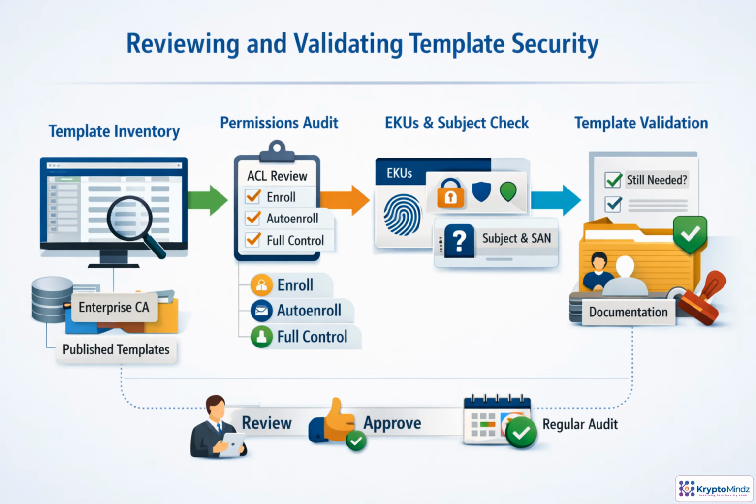Template reviews should be treated as a recurring security control, not a one-time cleanup. Start by listing every template and confirming which ones are published and still needed. Then tighten permissions, especially enroll, auto-enroll, and full control. Validate subject and SAN behavior, and ensure EKUs match the intended use. Finally, document the owner, purpose, and approval flow, and schedule regular reviews so drift and risky changes are caught early.